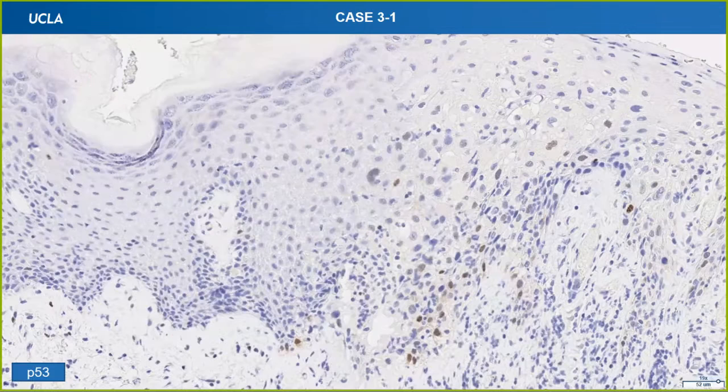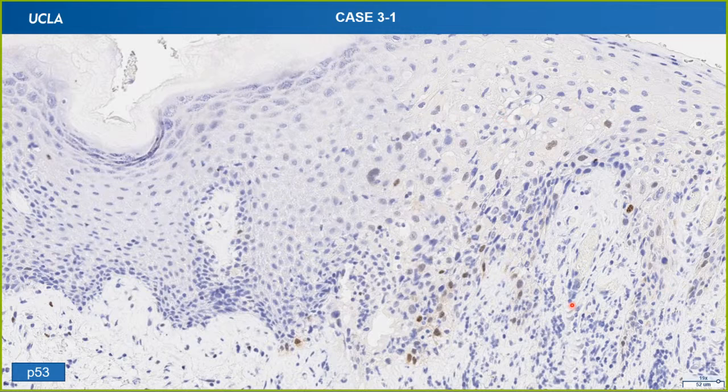P53 was performed, and this represents the same field as a previous slide. What you see here is that P53 does appear to be somewhat increased compared to the adjacent, but it does not meet the criteria of uniform basal strong staining. Here we have patchy staining in cells that we can tell are atypical. And then the positivity doesn't extend very far above the parabasal layer. So it's less than 1/3 from what I can see.